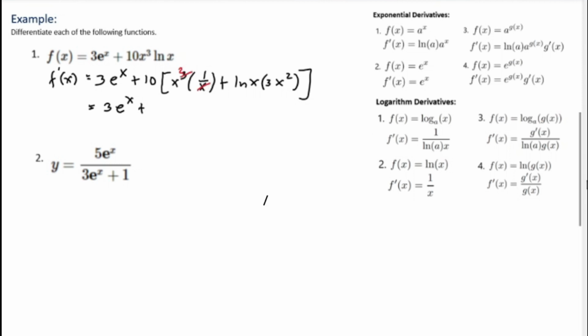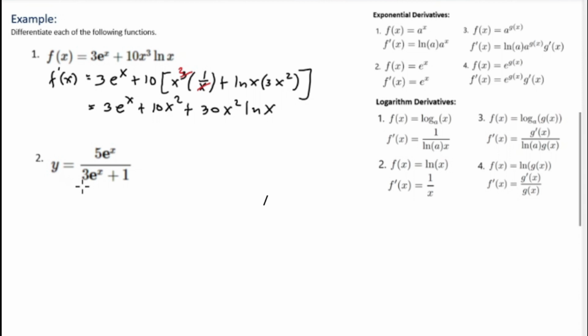And this is 10x^2 plus 10 times the constant 3, or 30, and x^2 multiplied by ln(x). And this is the derivative of problem number 1.